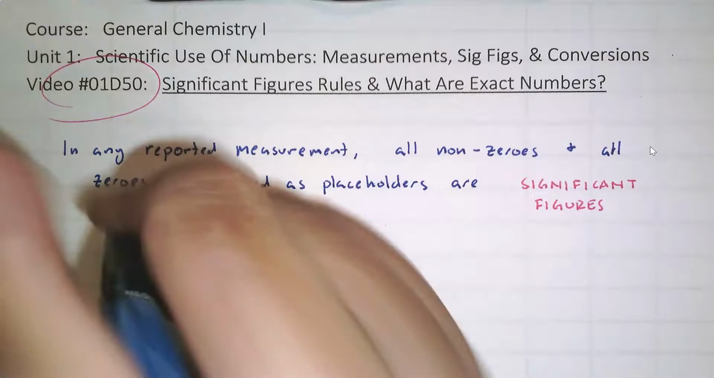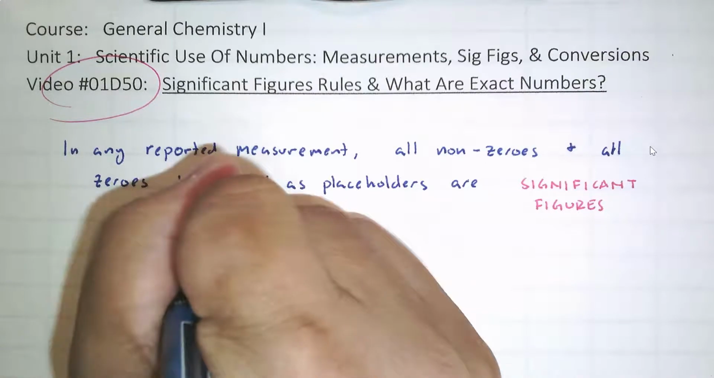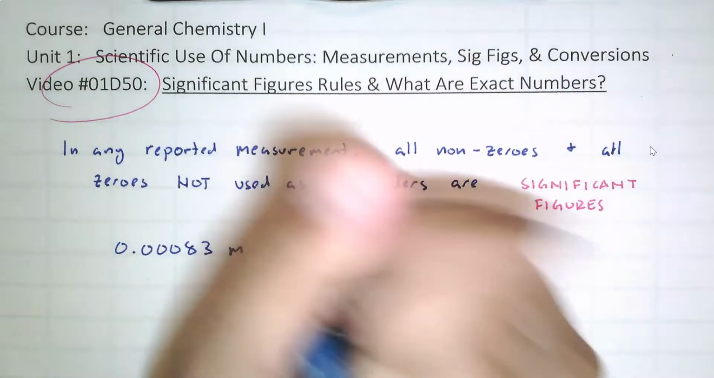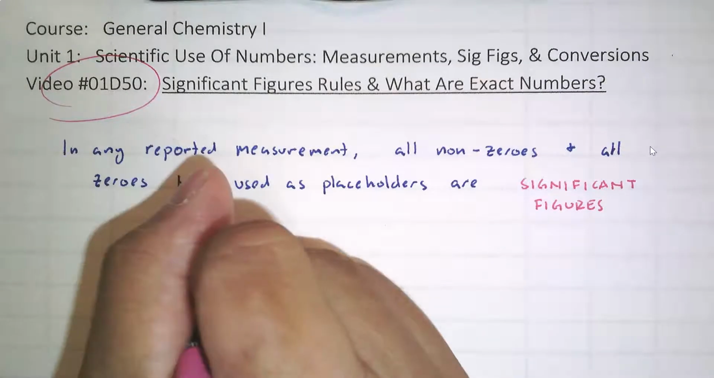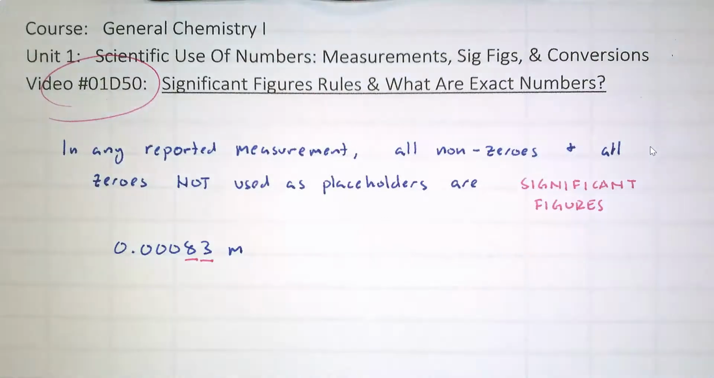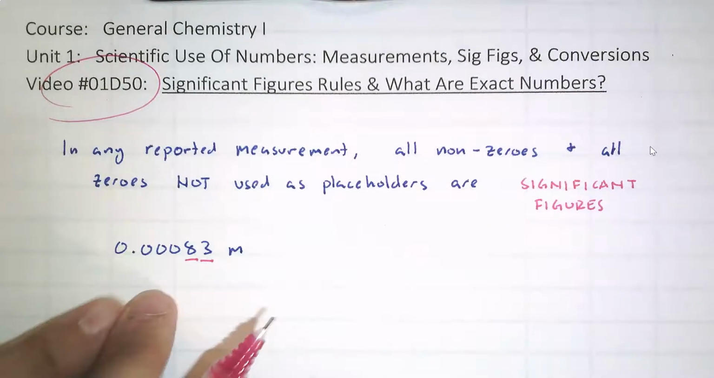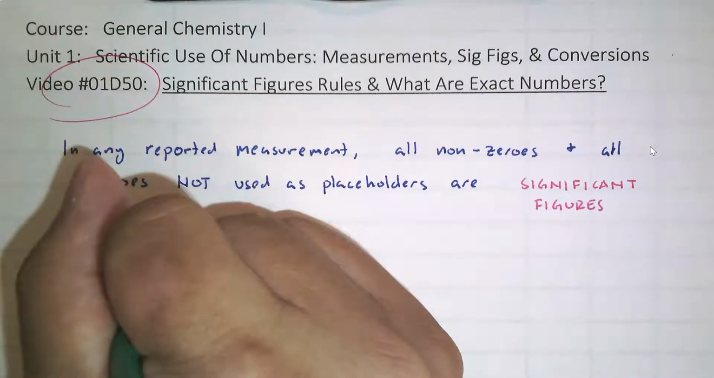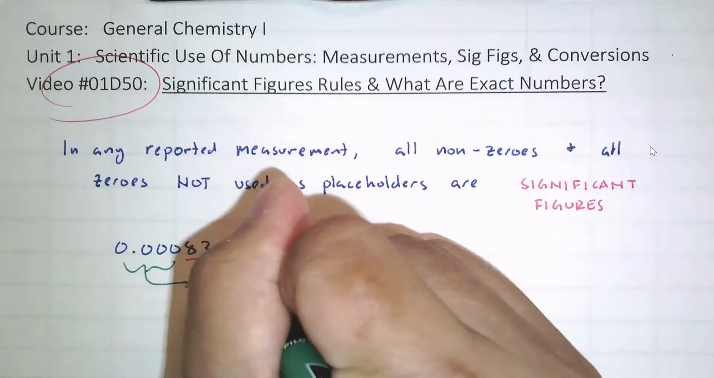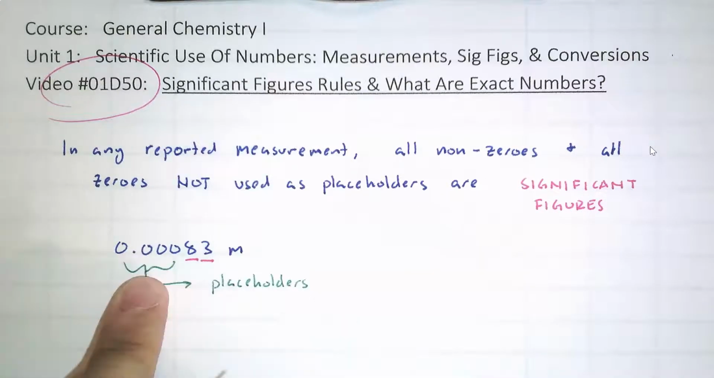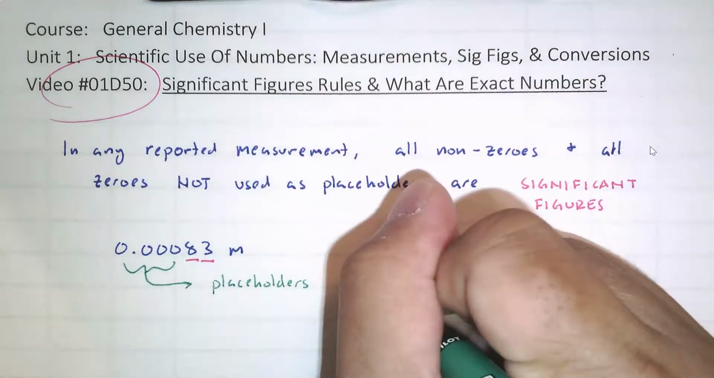Let's take a look at a value, 0.00083 meters. All non-zeros, therefore 8 and 3, are significant, and all zeros not used as placeholders are significant. But these are placeholders. And what do I mean by placeholders? The only purpose for adding these zeros is to mark the decimal.